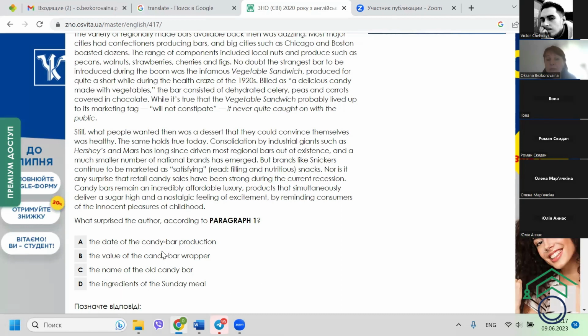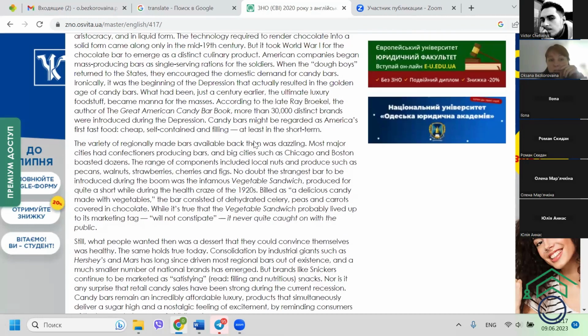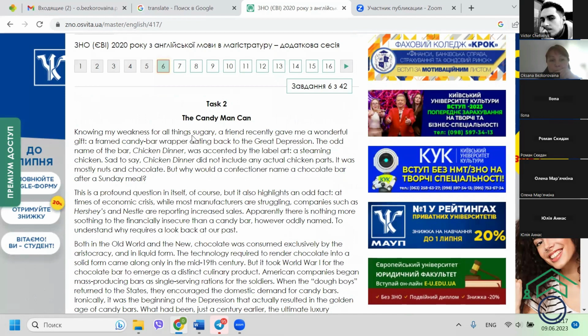Отже, what surprised the author? The date of the candy bar, the value of the wrapper, the name, and the ingredients. Okay, and now start reading, Lena. The Candyman can. Knowing my weakness for all things sugary, a friend recently gave me a wonderful gift. A framed candy bar wrapper dating back to the Great Depression.